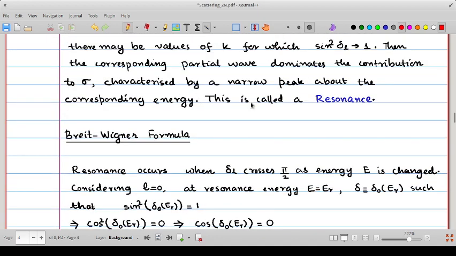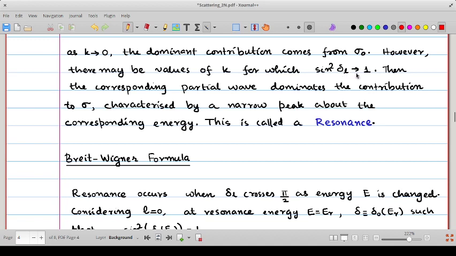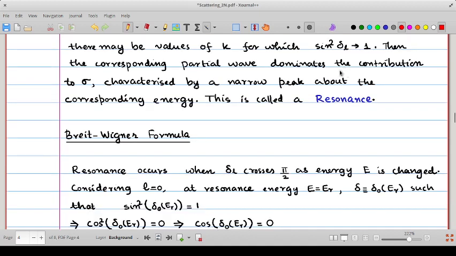So a resonance occurs when the phase shift of that particular partial wave is such that sine square delta l becomes close to 1. So that happens if, as energy changes, delta l crosses pi by 2, because at that point sine pi by 2 is 1 and sine square pi by 2 is 1.